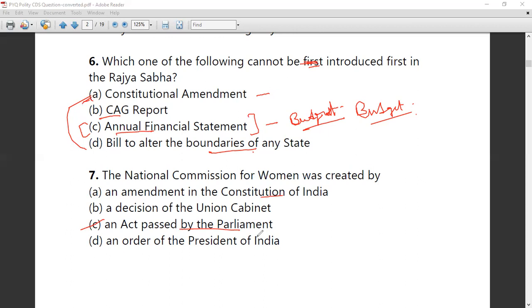Okay? And this National Commission for Women, it is a statutory body because an act has been passed in the Parliament to give this commission its status. So that is a statutory body. Now, what is a constitutional body?